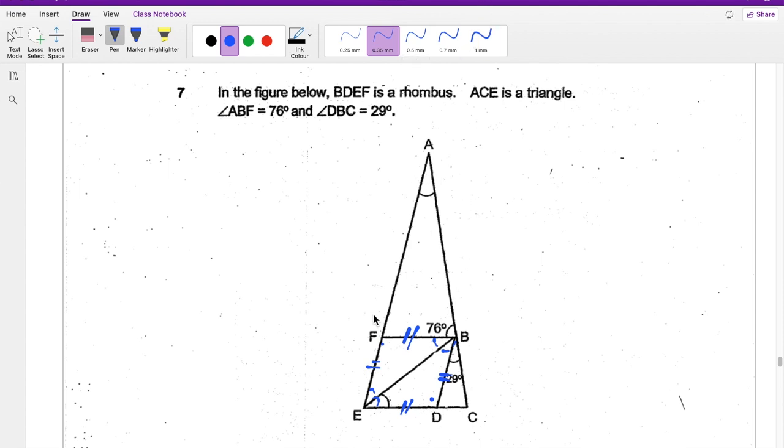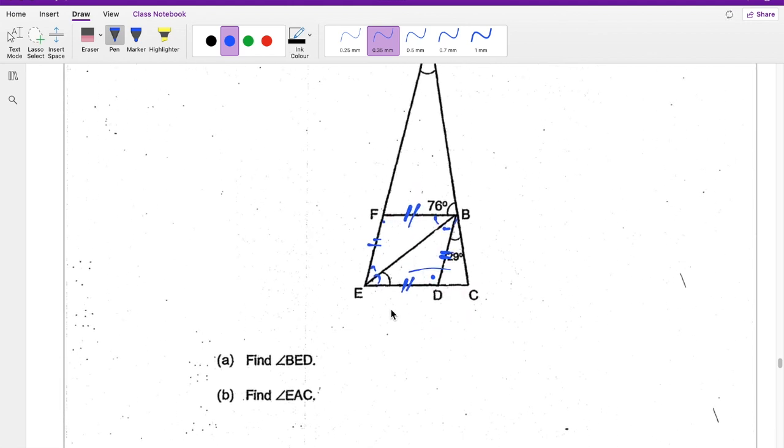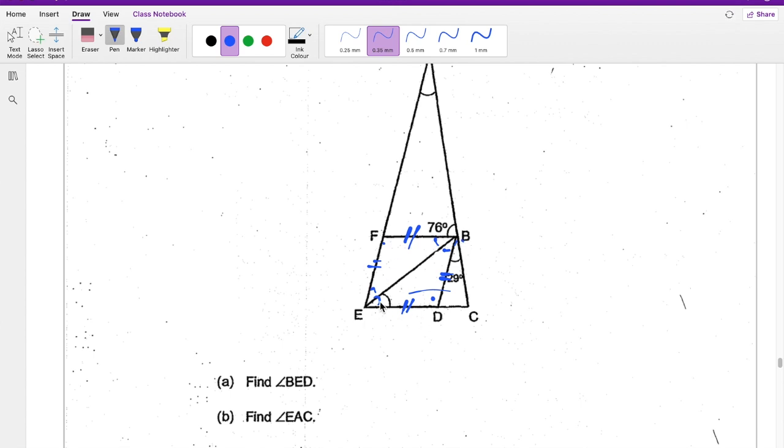ACE is a triangle. ABF, this one is 76 degrees. And DBC, this one is 29, right? So we want to find angle BED, this angle. We see that these 4 angles are equal, right? So for this one, we see that it's 180. If we minus 76 minus 29, which is equal to this angle, these two are all equal. Then we divide by 2, right?